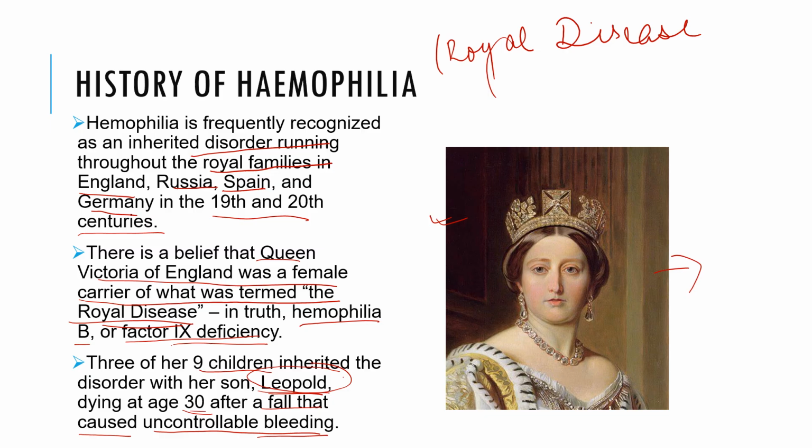But again, her daughters were married to the royal families of Russia, Spain, and Germany, where it spread, as the daughters gave birth to sons who were affected. And two of them were so young that one died at the age of 2 and the other one died at the age of 4 due to a minor fall during playing. So it is natural for kids to play, to fall, to get hurt and all. So that is what happened.